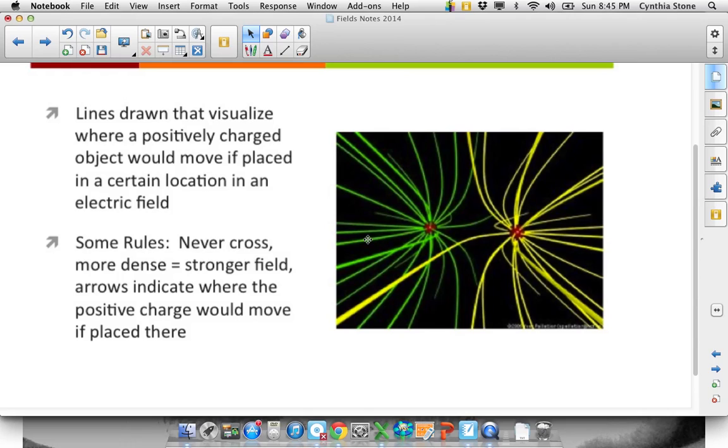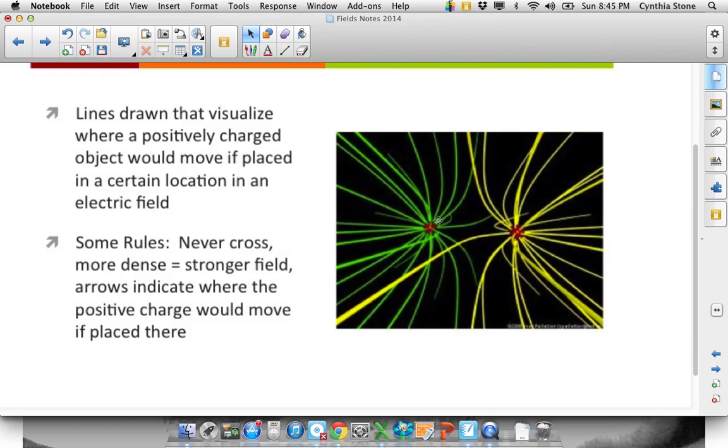Now, there's no arrows on this, so it's not that useful. Usually there's arrows on them, but it would tell me that at least it would follow this path, right? And so we always specifically draw them to visualize where a positive charge would go. Okay, some rules related to them. We never draw them to cross. They never cross each other.